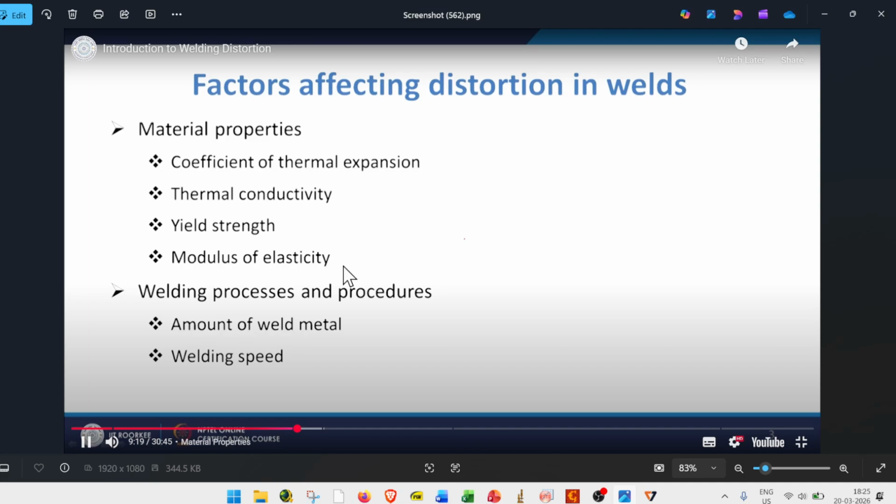Okay, similarly, some of the welding process and parameters also affect distortion, such as the amount of weld metal we are giving. If we deposit more weld metal, that will result in more deflection, so we should always prefer a low amount of weld metal. And welding speed: if we increase the welding speed, the deflection will be less. If the welding speed is low, the deflection will become more.